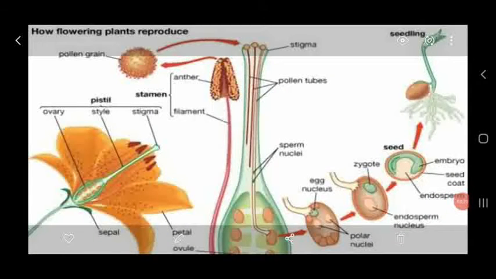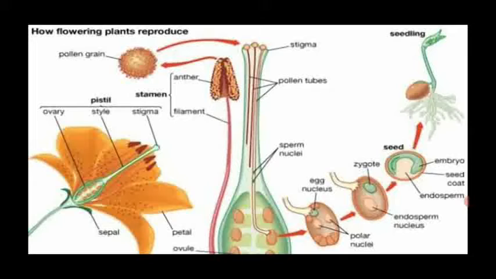Dear students, this is the diagram showing how flowering plants reproduce and develop into a young seedling or new plant. First is the part of a flower: ovary, style, stigma, sepal, petal and pistil, that is the gynoecium. The androecium has the stamen, the anther and a long stalk-like portion called the filament. From that anther lobe, pollen grains are produced. The pollen grain reaches the stigma of the gynoecium, germinates and produces the pollen tube.